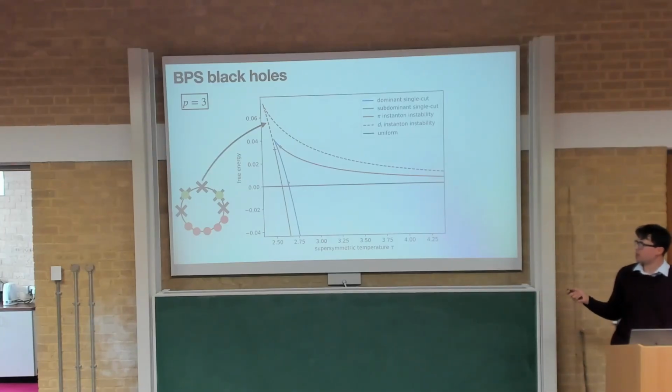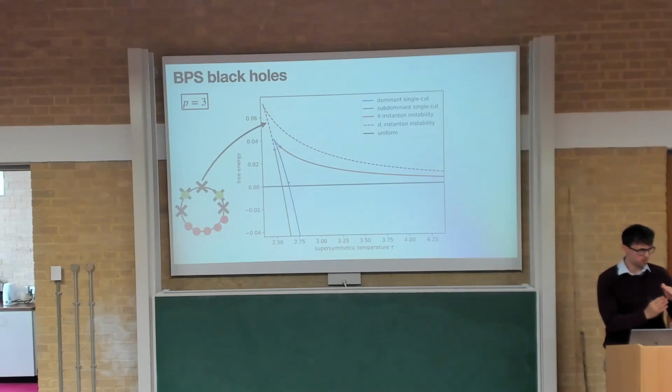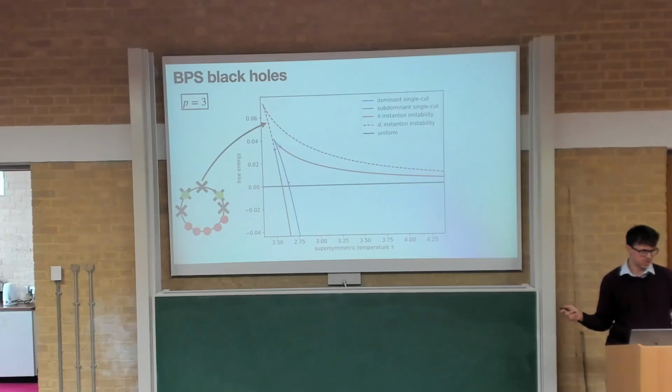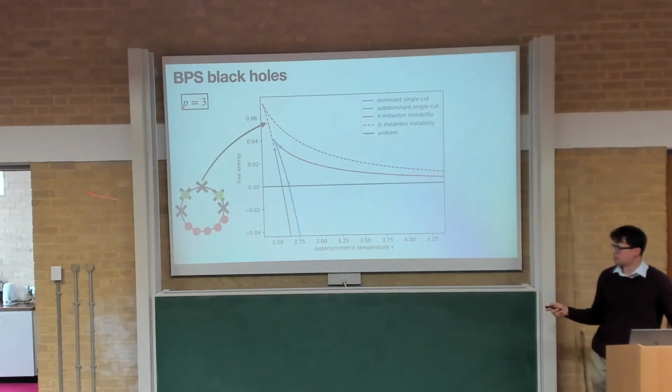Because if you look at the charge, we're in the microcanonical ensemble, so you measure the entropy at a specific charge, and it's always this blue one which has higher entropy. Because in the grand canonical ensemble, the small black hole is never dominant because it has negative heat capacity. Yes, so that's something I haven't explored much, but it could be interesting.